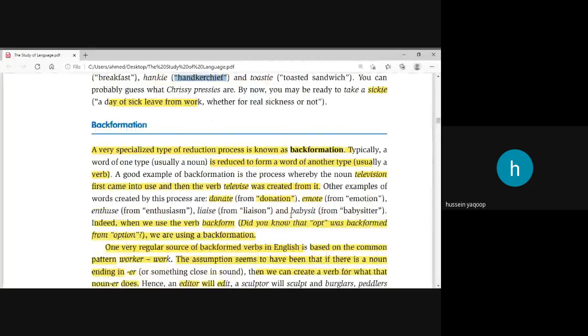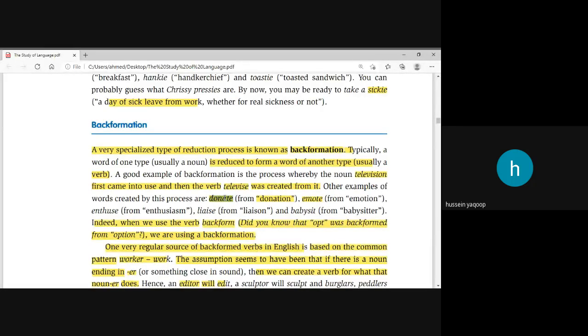Back formation is a very specialized type of reduction. The process is known as back formation. It is close to clipping. Typically, a word of one type is reduced to form a word of another type. We have a part of speech, for example the nouns or the verbs, maybe adjectives, extended to be in a different or an additional category. In the beginning I said Google, when it emerged, was only a noun. But nowadays it can be a noun and a verb. We have television as a noun, and televise as a verb.